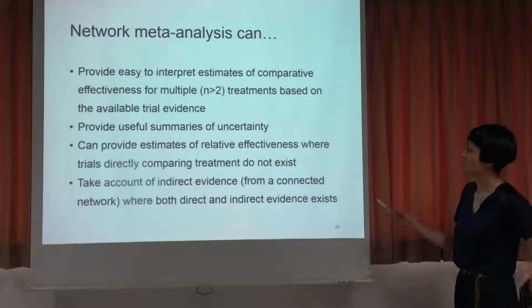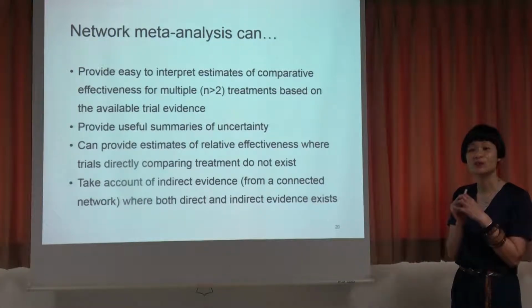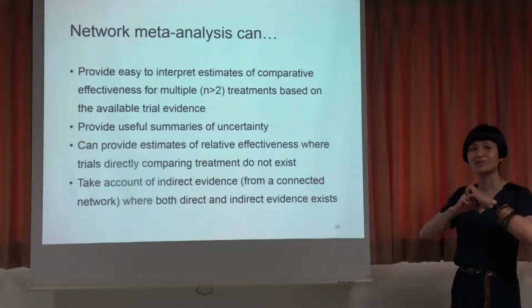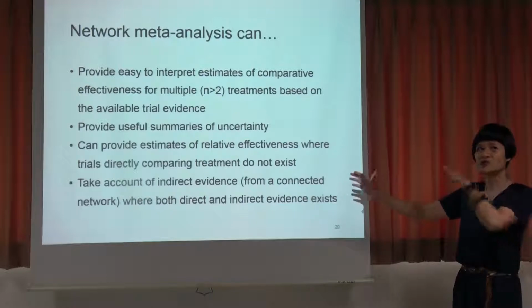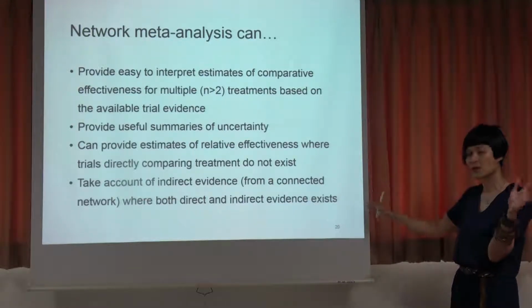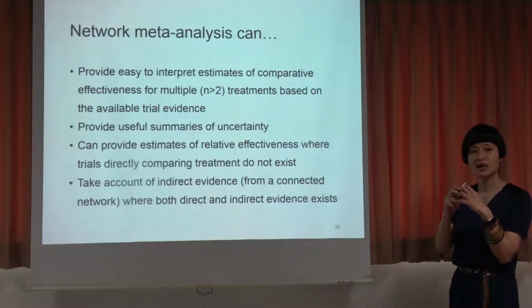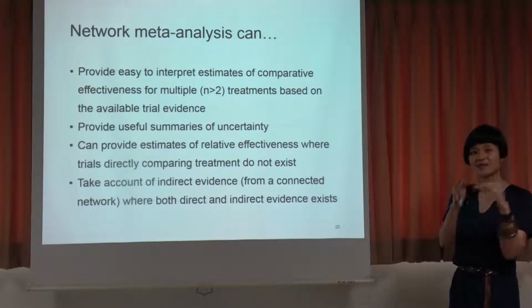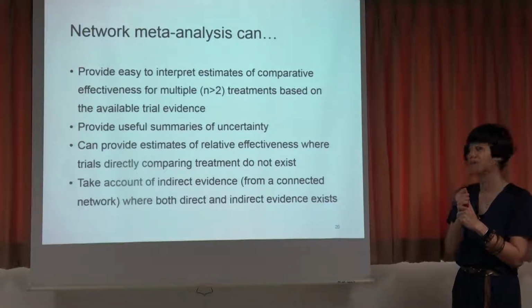And also, it takes into account indirect evidence, and it only works if you have a connected network. So if your trials don't connect with each other, if you end up having 1 or 2 trials that don't relate to the rest of them because your evidence doesn't connect, then it won't work. So a network meta-analysis can only work if you have a network that connects all the studies together. So there's a common comparator that links different things. There may be more than one common comparator, as I've shown you in my previous network.